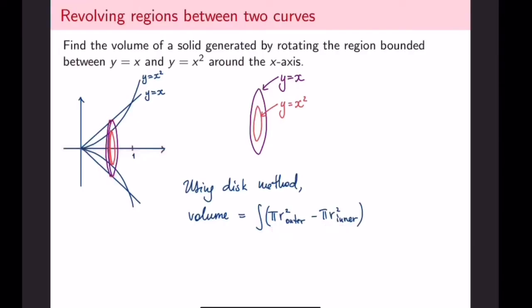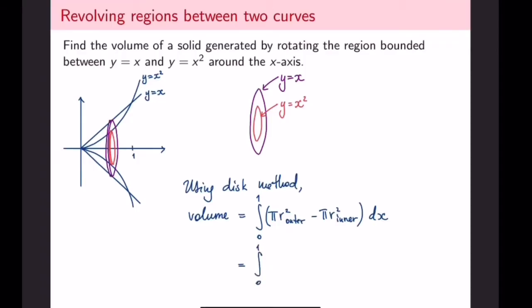consistent with the fact that using the disk method, if you're rotating around the x-axis, your integral is going to be in terms of x. So my variable here is going to be x, and then we need to decide the limits of integration, and I have to go in terms of x from here to here. So that would be from 0 to 1.